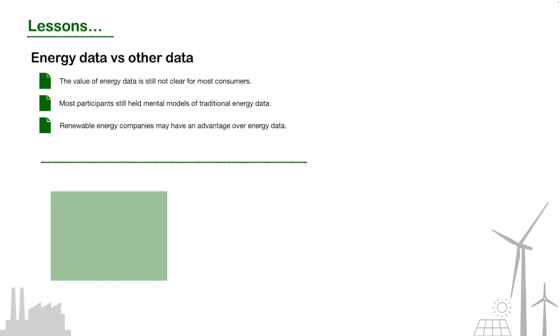In terms of energy data and other data, we learned that users do not really understand the difference between energy data and other data, especially data from other smart devices. They think it's harmless. For example, one participant said, "I don't really care if people knew my washing machine was on or off." They believe that everyone does their laundry, therefore, they have nothing to worry about.